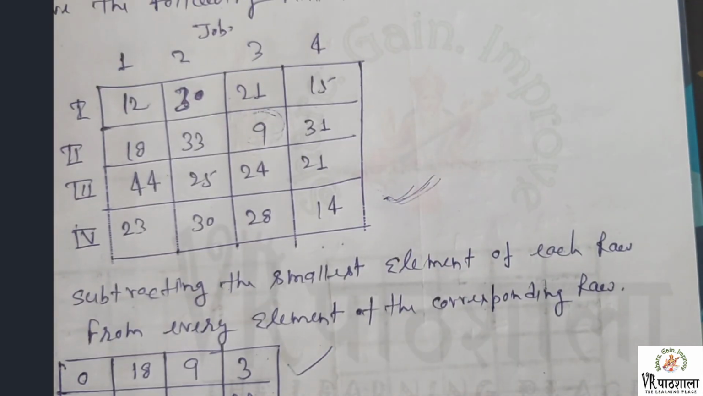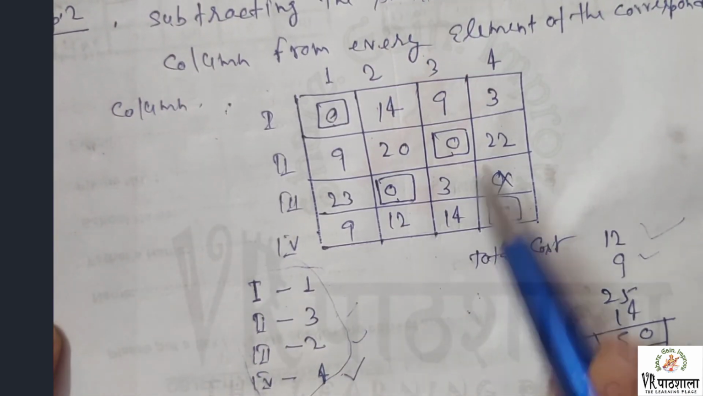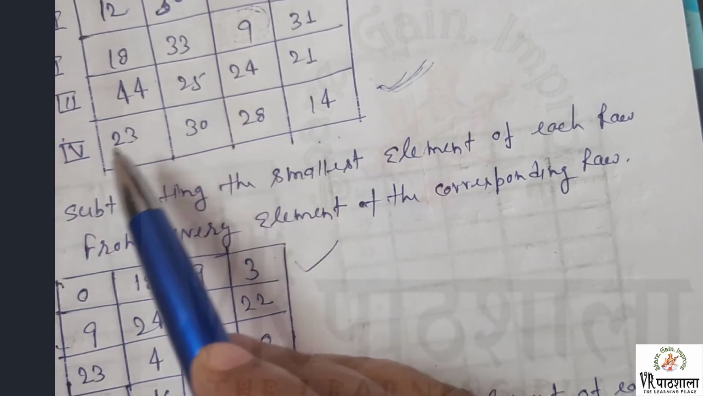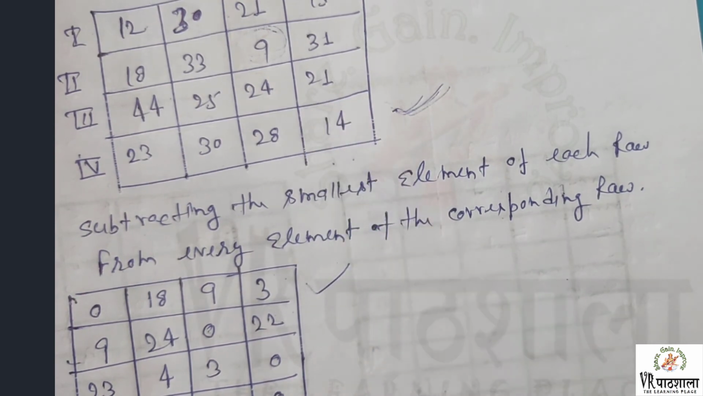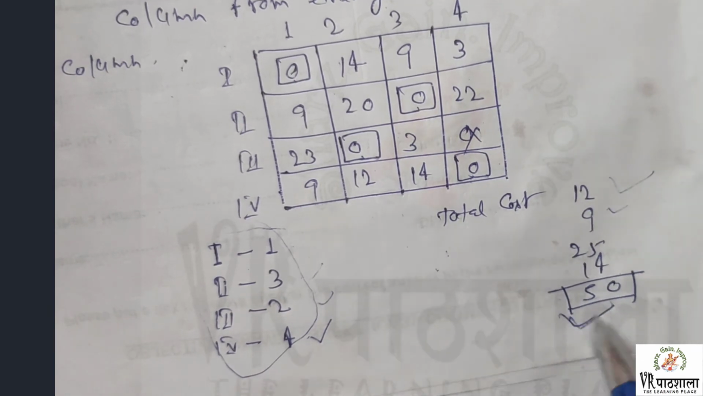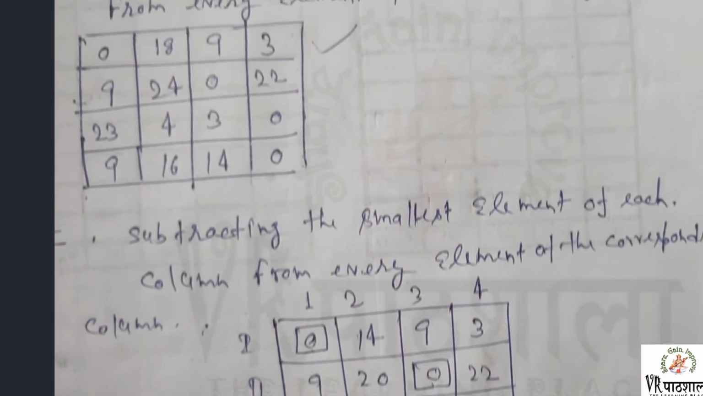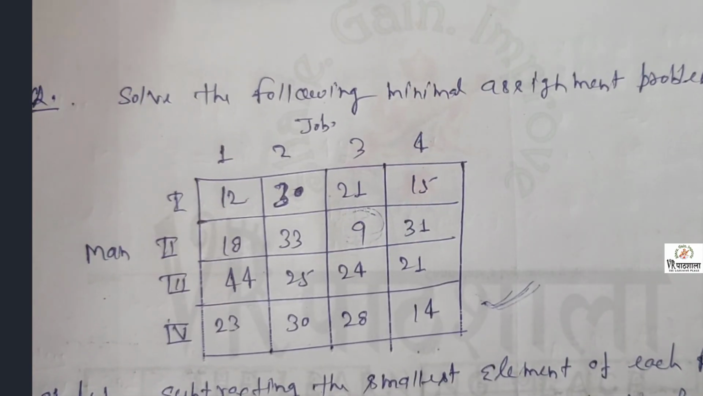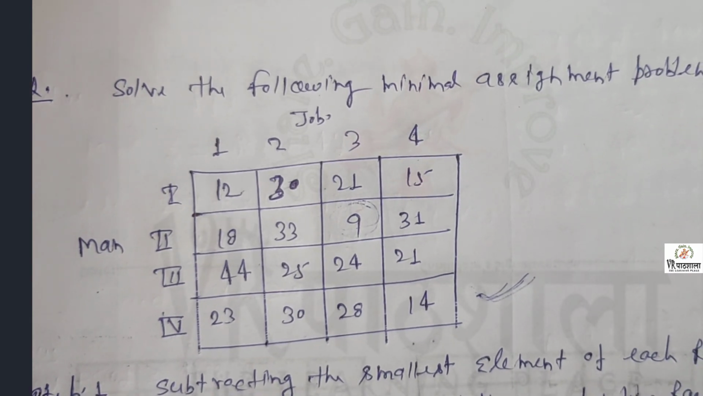So from the initial table, the third person did job 2. So the cost is 25, and the fourth person did the fourth job. So the cost is 40. Now the sum of the costs is 50. So this is the procedure for getting an optimum solution of an assignment problem. Now we will discuss another example in the next lecture. Thank you.